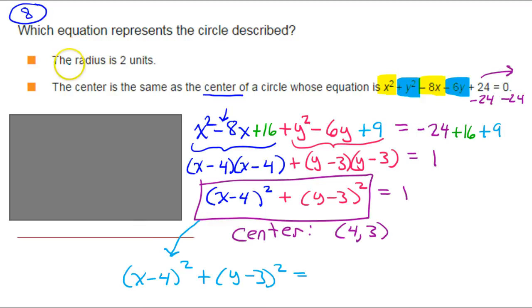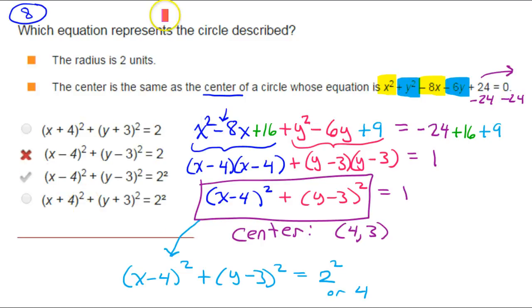Now, the easy part. The radius is 2 units. Now, in standard form, right here we put the radius squared. So if the radius is 2 units, then it should be 2 squared, or it might be written as 4. So either way, I should have this and either 2 squared or 4, because obviously that's the same thing. All right, let's reveal and see what we got.